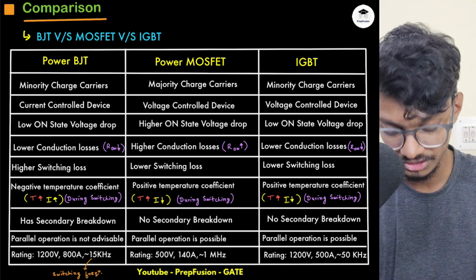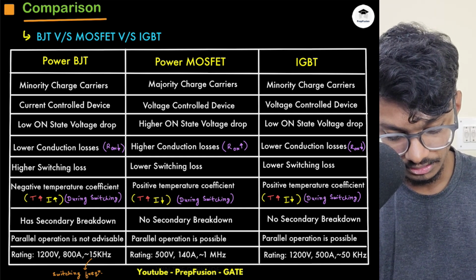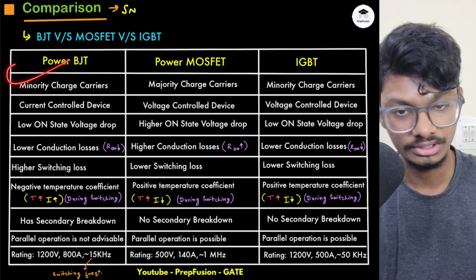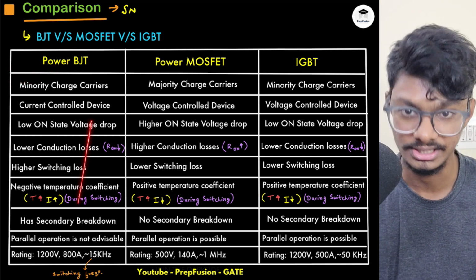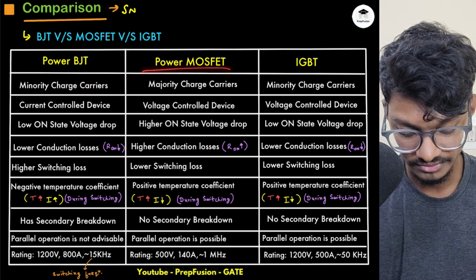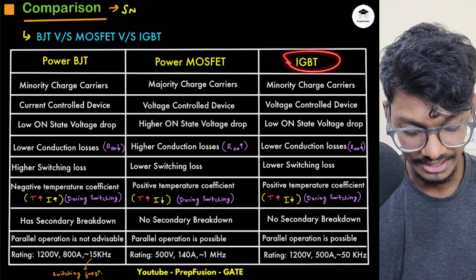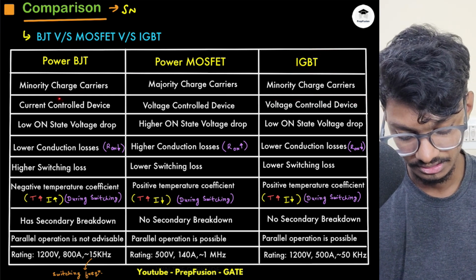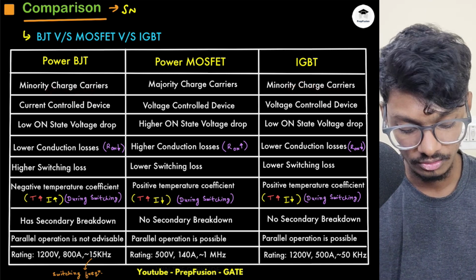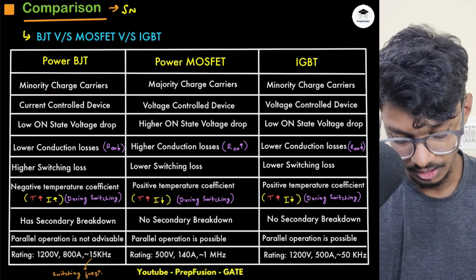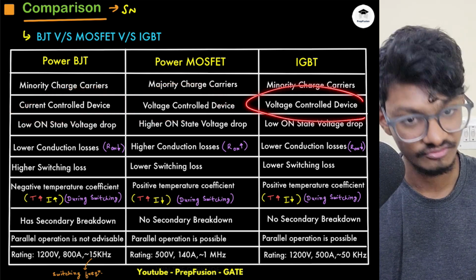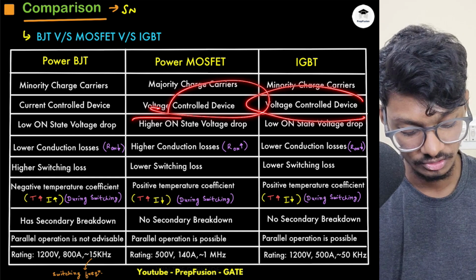You can put this in your short notes so that you revise this daily. This is very important. Revise it daily so that if they ask some theoretical question, you can answer from this. Power BJT is a minority charge carrier device. Power MOSFET is a majority charge carrier device. IGBT is a minority charge carrier device. Power BJT and IGBT have the same charge carrier type, though a few things will be different. BJT is current controlled, while MOSFET is voltage controlled. The control circuitry will be the same for IGBT and MOSFET, so IGBT is also voltage controlled.